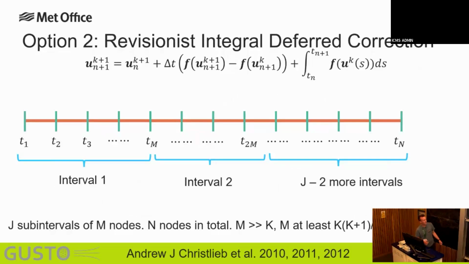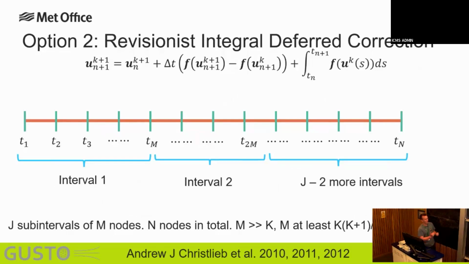And at least what I see with SDC is normally you have a given time step and you set up your quadrature nodes in that time step. Normally, not always, you have fewer nodes than you do correction iterations, because you want to correct to the order of the underlying quadrature. Whilst with Riddick, you normally have a lot more nodes than correction iterations.